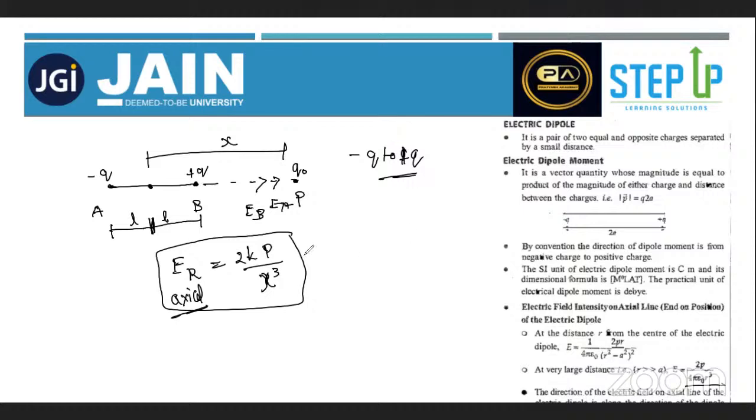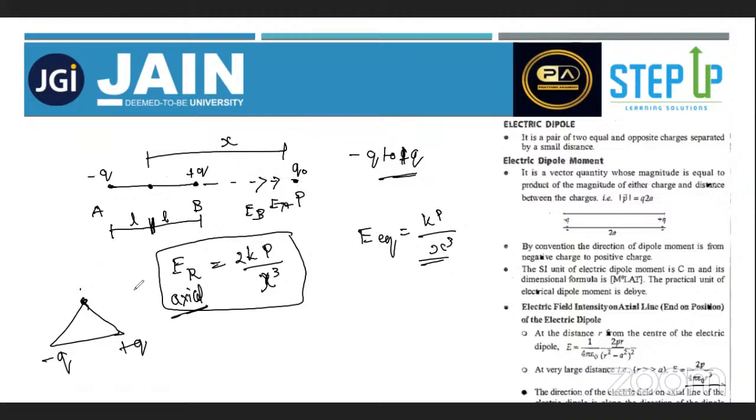On the equatorial line, if you are trying to find the field somewhere here because of minus Q and plus Q, the E equatorial will be Kp by r cube. It is x cube here, where x is the distance between the center of the dipole and the point where the electric field is being calculated.